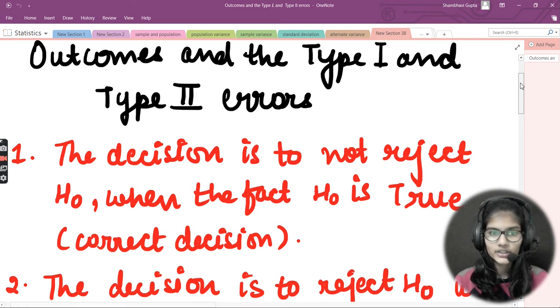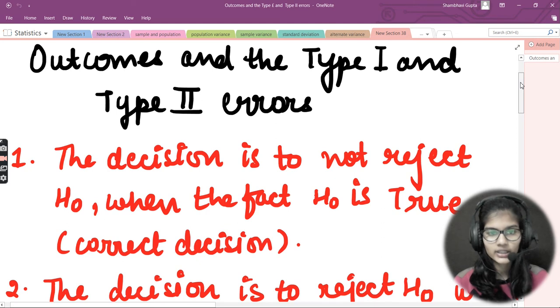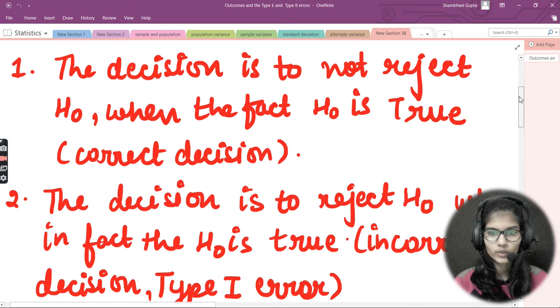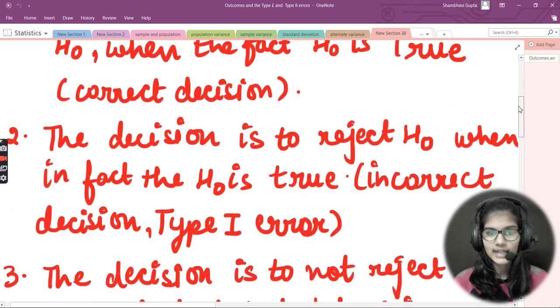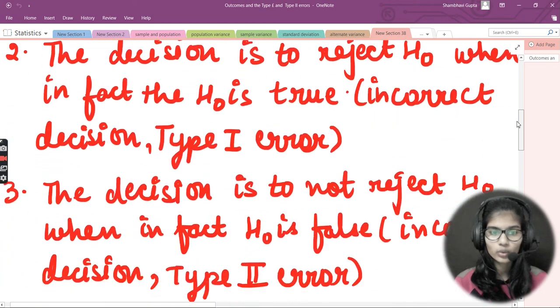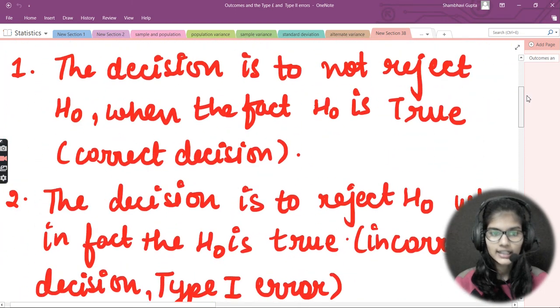So in the previous video, we had seen the outcomes and the type 1 and the type 2 errors. The outcomes were that the decision is to not reject H naught when in fact H naught is true. That is a correct decision. We had seen about the correct and the incorrect decisions, right? These were the four types that come here, right? So the first one was that the decision is not to reject H naught when in fact H naught is true, correct decision.